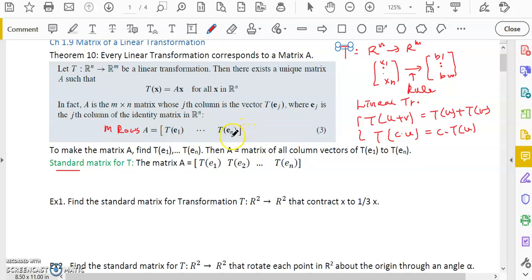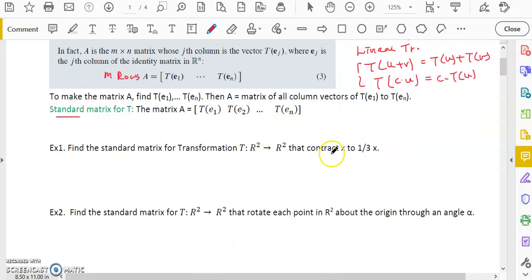So we do them one by one. What is e1? e1 is 1, 0, 0, 0, 0. e2 is 0, 1, 0, 0, 0. So each column has only a 1 in the corresponding row. This is how you make it, and that's how you write it out.